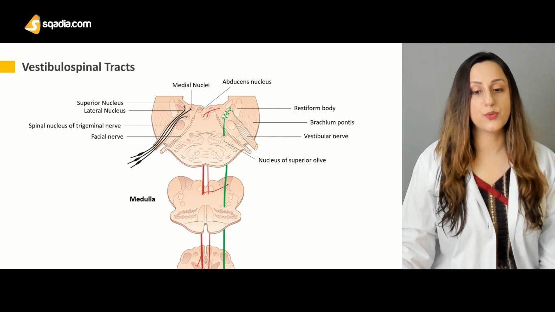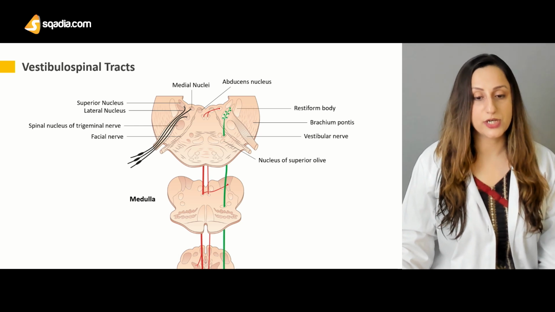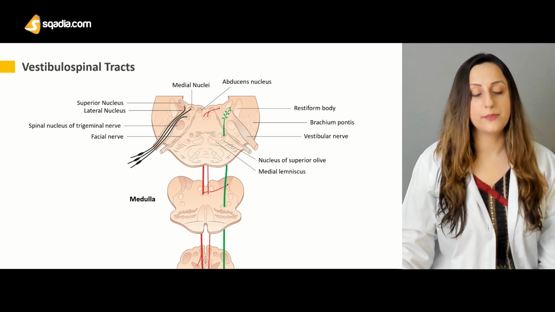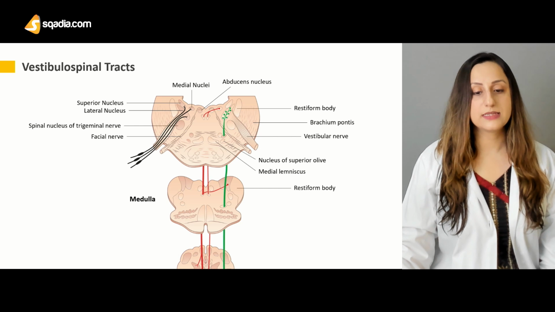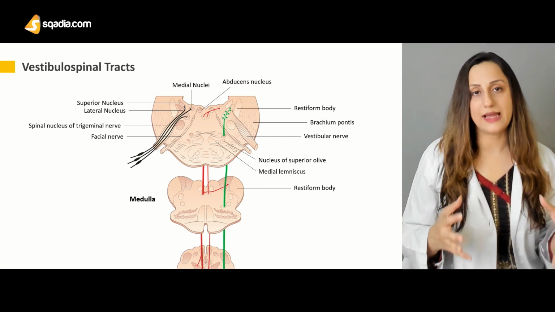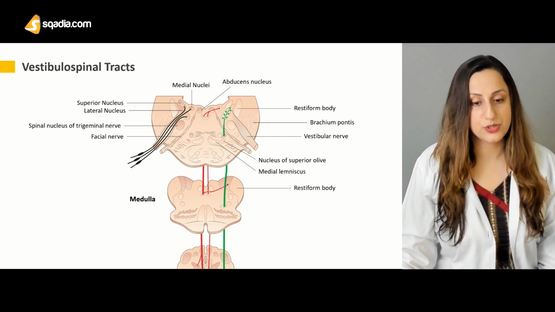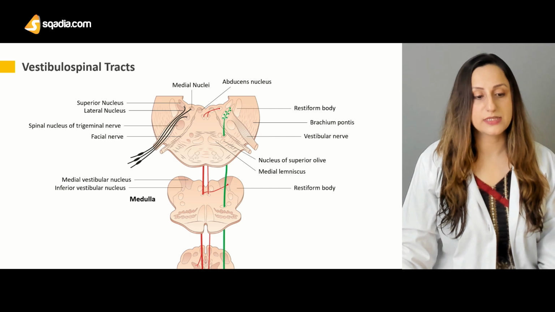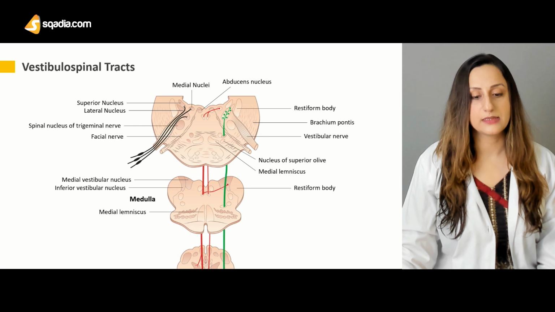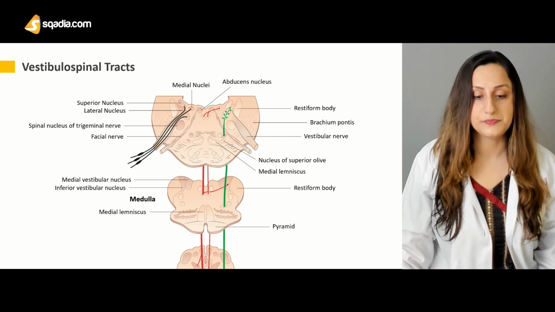This is another nucleus, the superior olivary nucleus, lying in close relation to the medial lemnisci. This is an extension of the restiform body, which is present in a lateral relation. The fibers are going to descend down to the medulla, and then we have this medial vestibular nucleus and the inferior vestibular nucleus. This is the medial lemnisci and the pyramid at the level of the medulla.